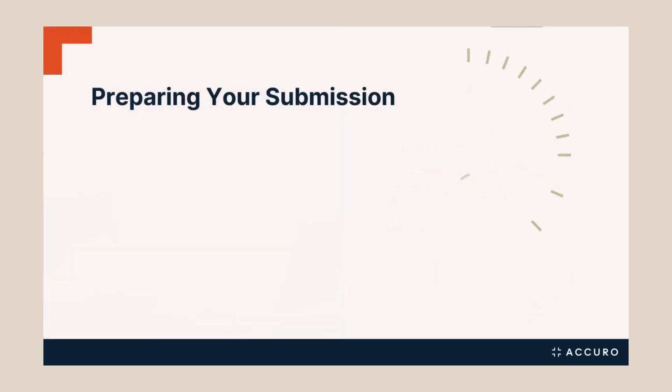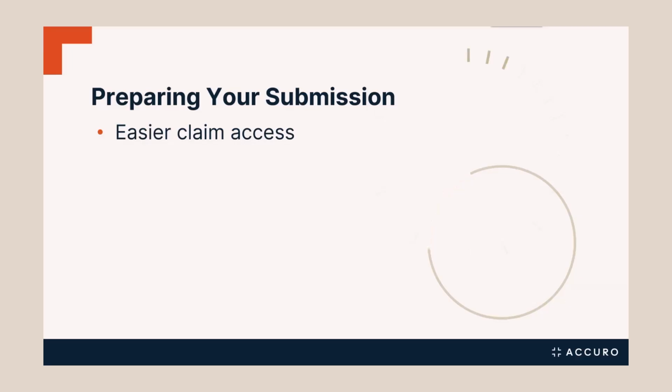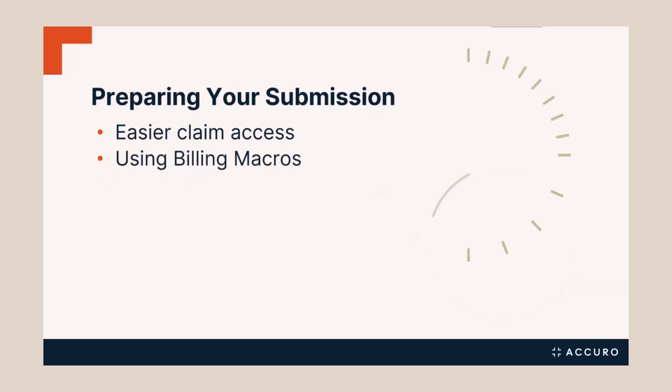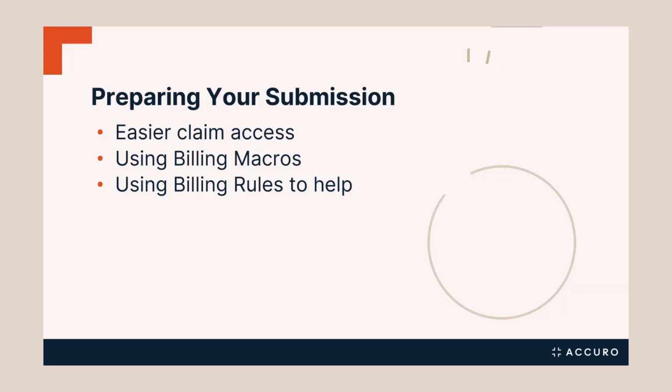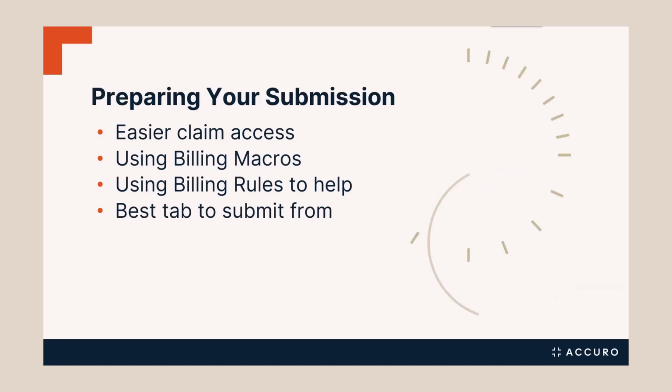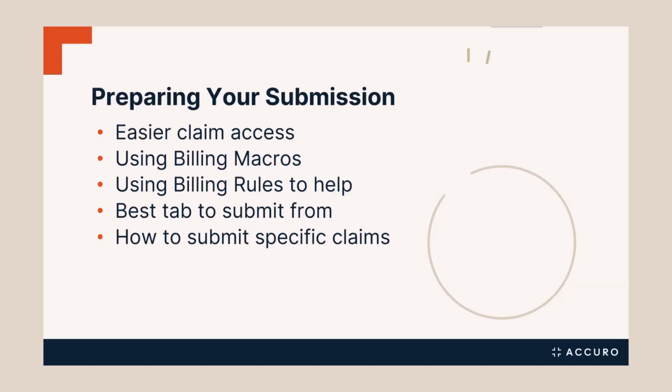Okay, so today we're going to go over how to easily access claims, how billing can be expedited using billing macros. We'll also look at how billing rules can help reduce the amount of claims being returned and therefore lessening the amount of times that you need to correct those claims. We're also going to go over submitting tips and tricks, and then a really popular question, how to submit specific claims. And at the end, we're going to go over resources, and also we're going to have a quick survey. So please take a few moments to answer the questions at the end.